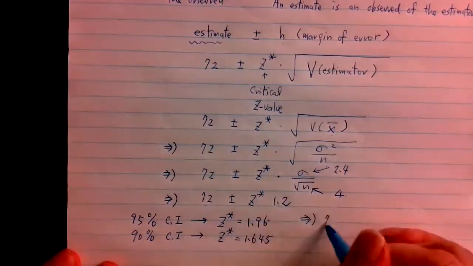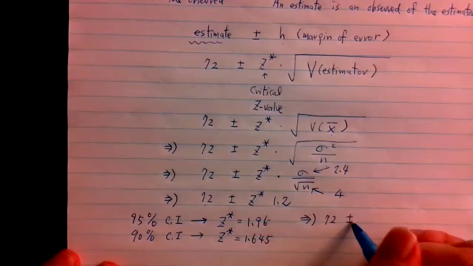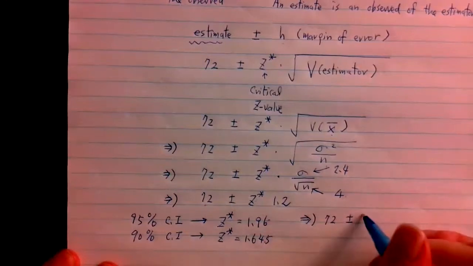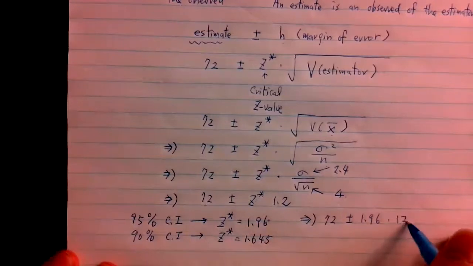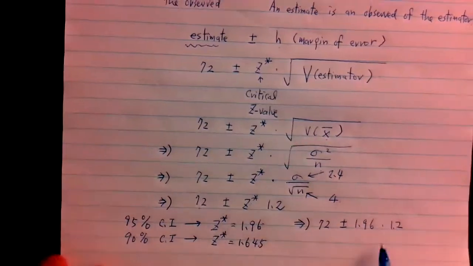And this is 72 plus or minus 1.96 times 1.2, okay? I stop right here. You want to copy, go ahead, okay?